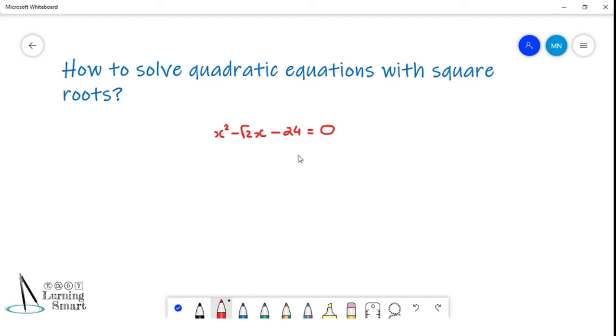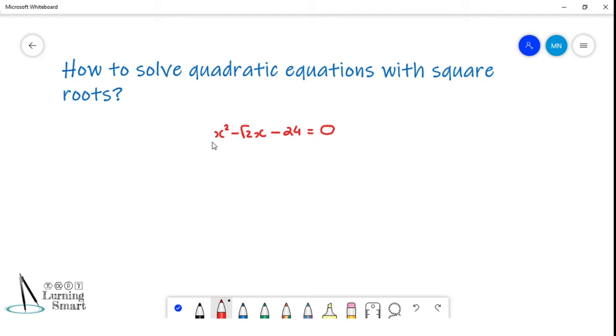So how to solve quadratic equations with square roots? Okay, so you have a square root here, x square minus 2x minus 24 equal to 0, and you are supposed to solve them. Okay, we can solve them using the conventional method. What is the conventional method?